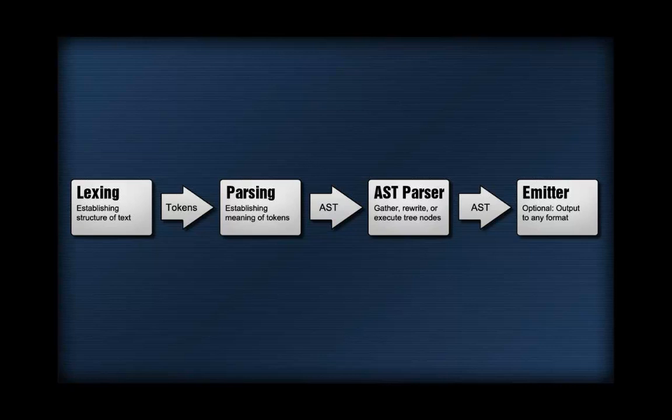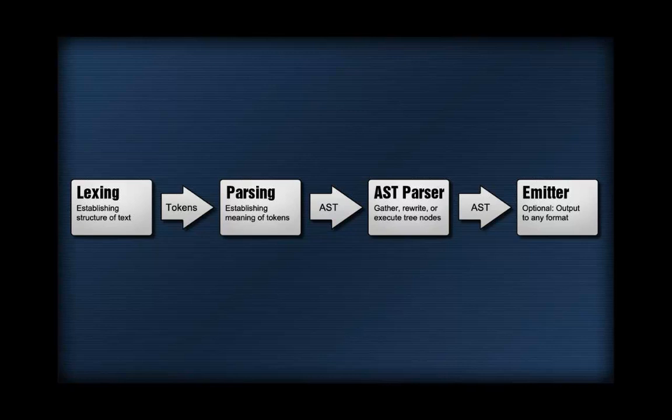Then we get into an AST parser. An AST parser can gather, rewrite, or execute tree nodes directly if it wants to. It takes in that meaningful tree and it does something to it. And the output of an AST parser can technically be anything. Again, just like a parser, the output could be anything. But a lot of the times it'll just rewrite and result in another AST.